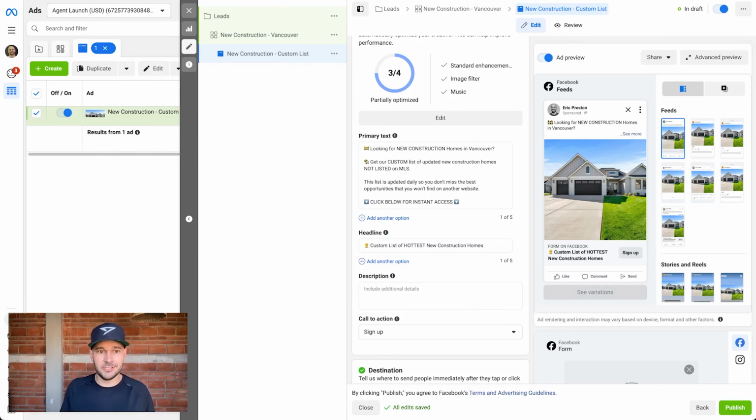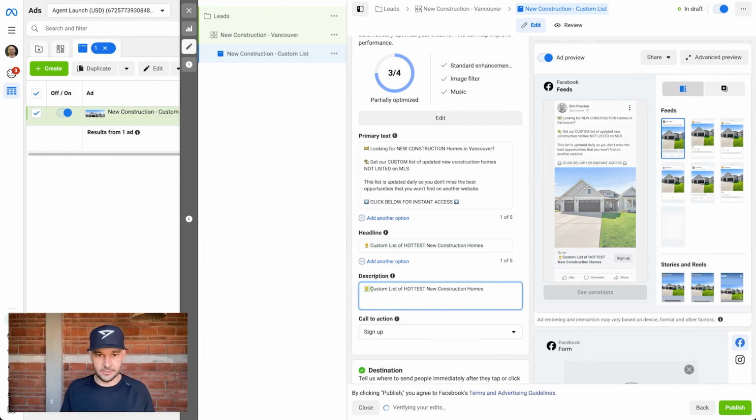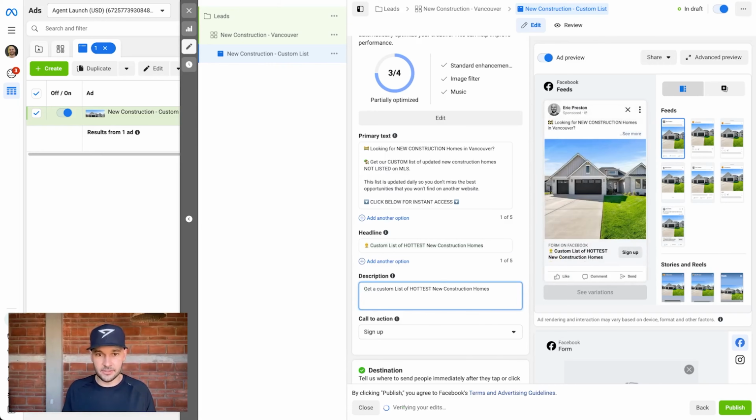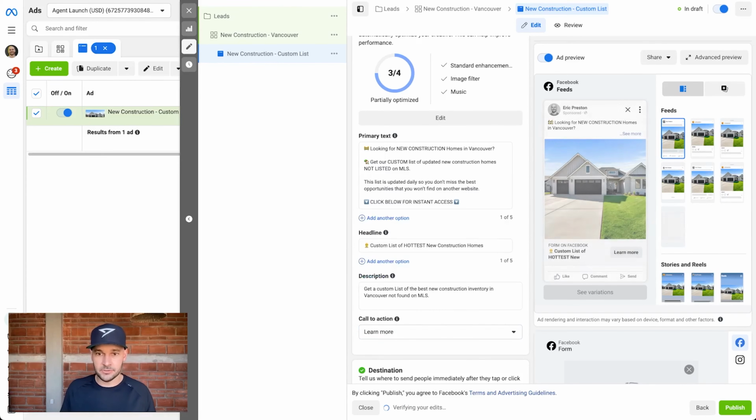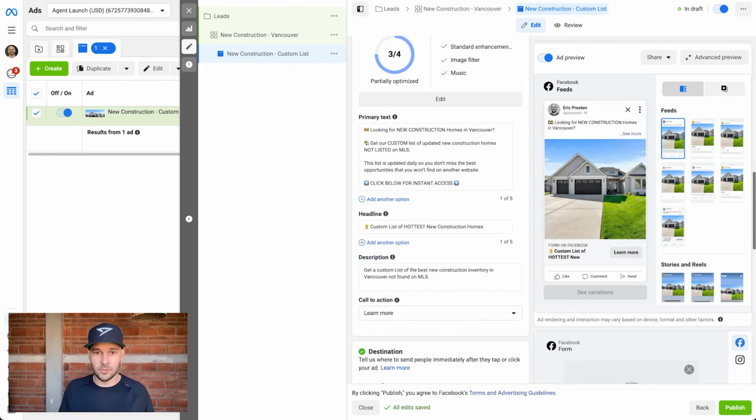Description, I mean, you can just expand on the description here. You can even use the same thing as the headline more or less: get a custom list of the best new construction inventory in Vancouver, not found on MLS. Call to action, learn more, in my experience, always works the best. It's just the truth. I've always found learn more works the best.